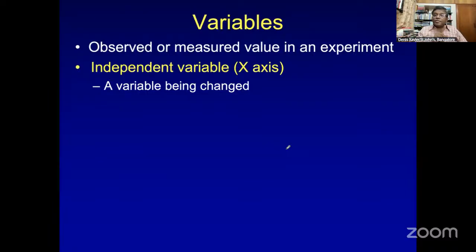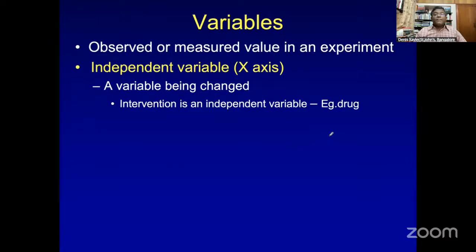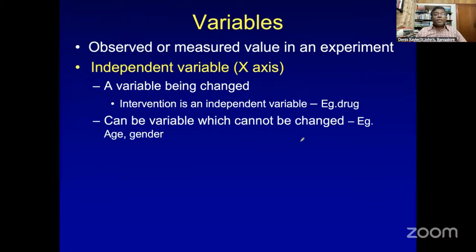Okay, right. So that is the variable being changed, right? It could be increasing dose of drug, or over a period of time, whatever it is. Okay, that is in the x-axis. Like a dose of a drug. It can also be a variable which cannot be changed, such as current age or gender.